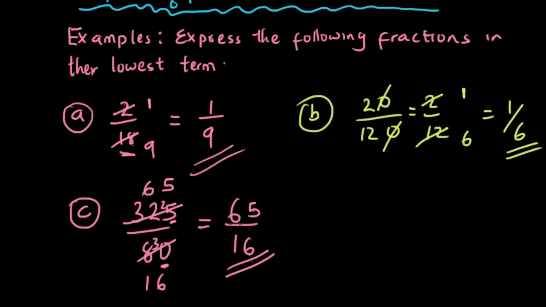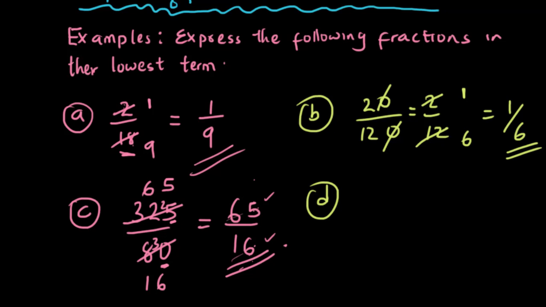Now don't be tempted to say 5 can go in 65, 2 can go in 16. It must be the same number going in both the numerator and the denominator. Do you understand? So no number can go in both the numerator and the denominator. So we stop here. Let's take another question.